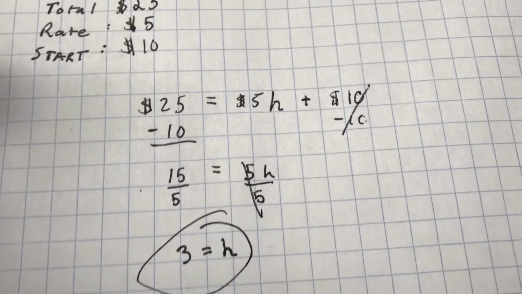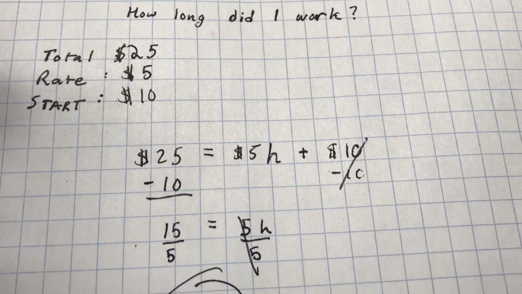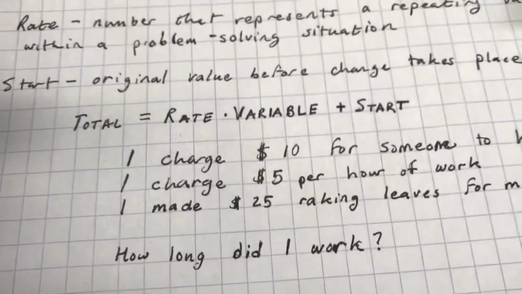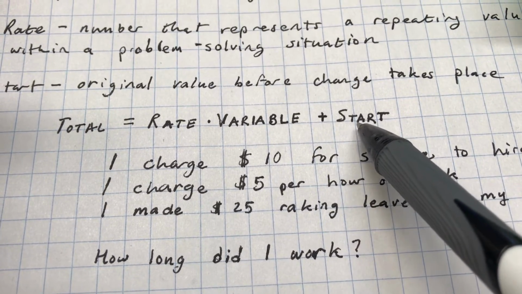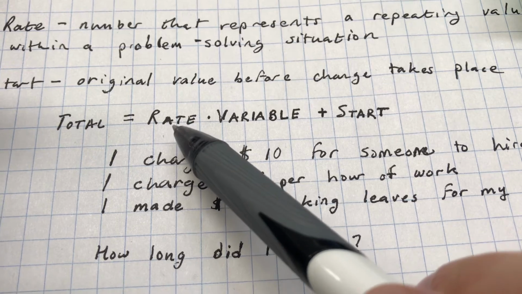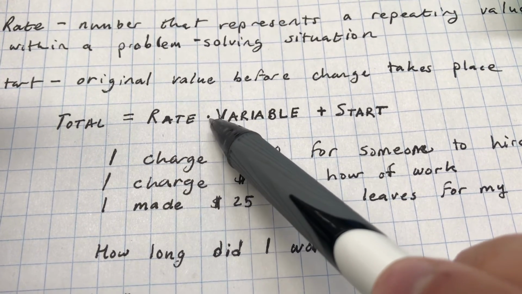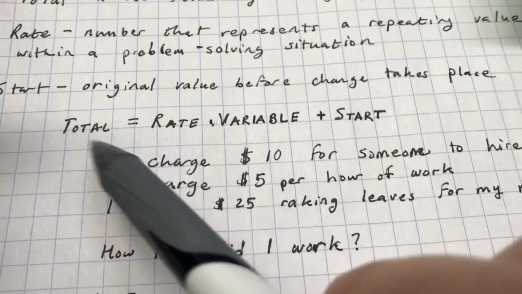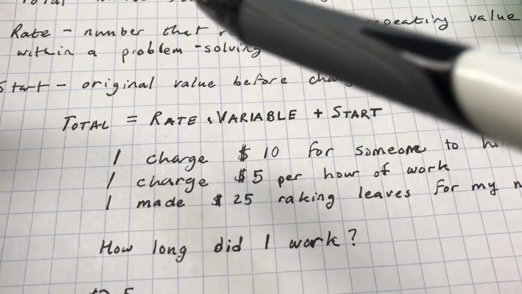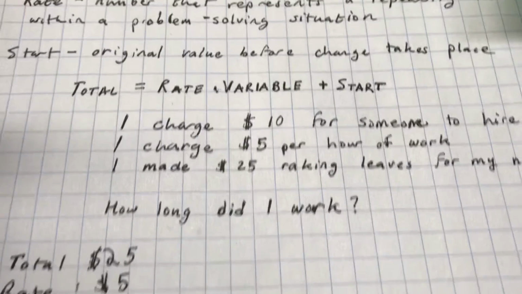You can also do the reverse. I can say, maybe if I have the start of 10 and I have the rate of 5, how much would I make if I worked 5 hours or 7 hours or 9 hours? And then I can see how that is going to reflect on the total.